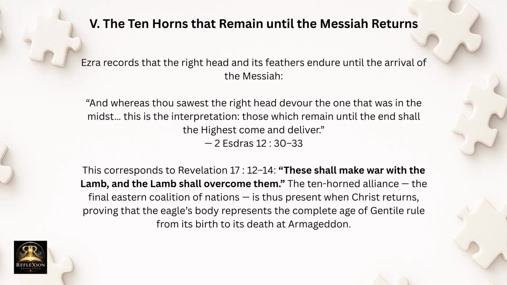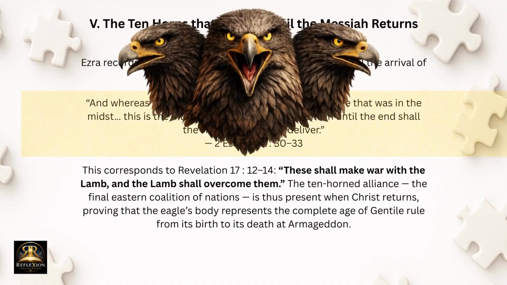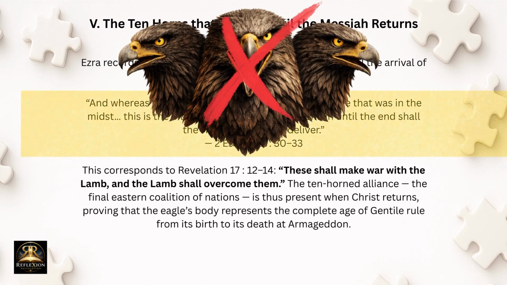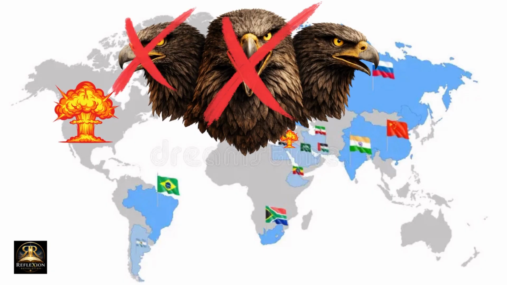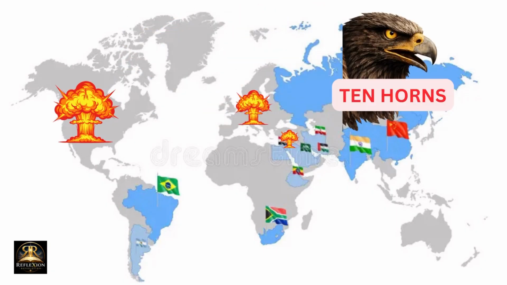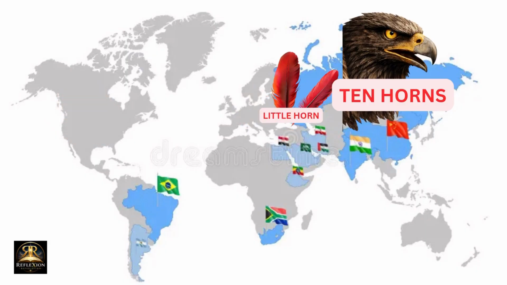So, when we look at the 10 horns that remain until the Messiah returns, Ezra records that the right head and its feathers endure until the arrival of the Messiah. Again, if you weren't believing that these are the 10 horns, then surely that must be confirmation. We know that Revelation shares the same imagery, but let's just go through it step by step. So 2nd Esdras: "And where thou sawest the right head devoured the one that was in the midst. This is the interpretation. Those which remain until the end shall the highest come and deliver." So those ones that remain until the end. So obviously we know that the right head is still there. That one is the one that the Most High is going to come and deliver, right? Including those two feathers, of course.